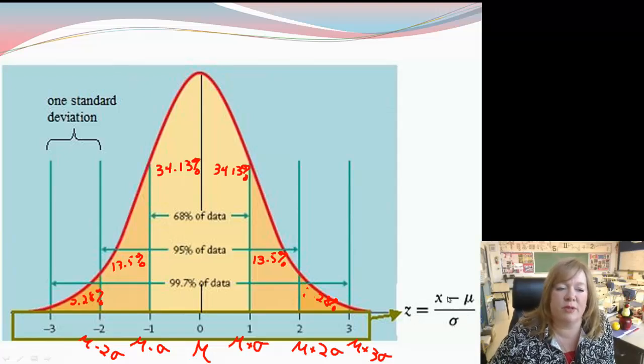To get the z-scores, the z is the number of standard deviations. This is your formula, which we will get to. So to determine how many standard deviations you are away from the mean, that's the z-score.